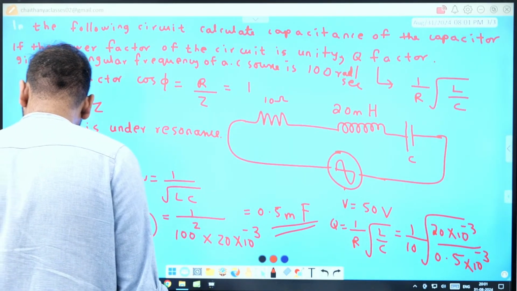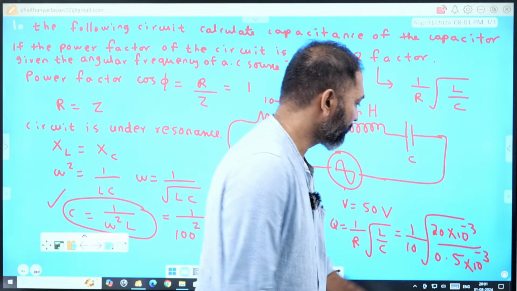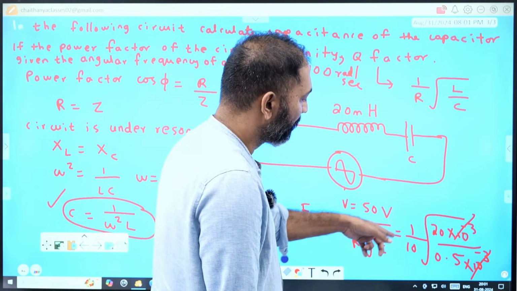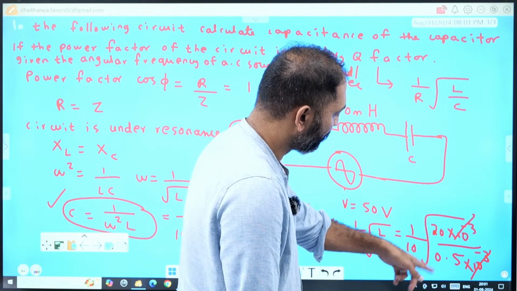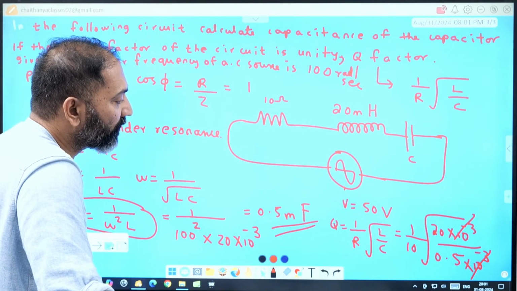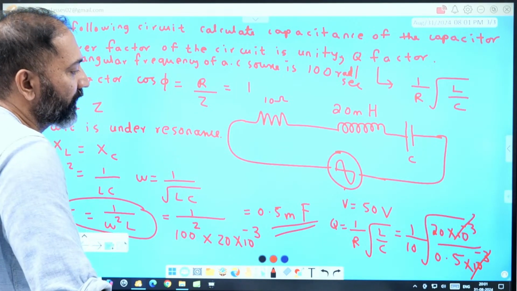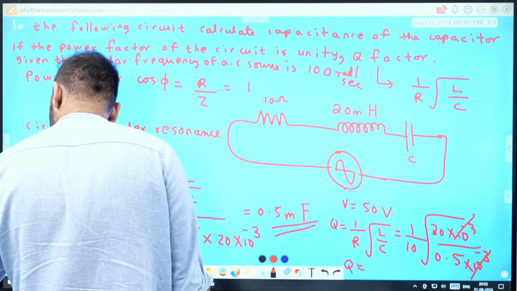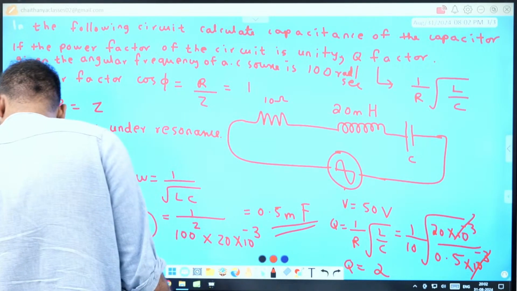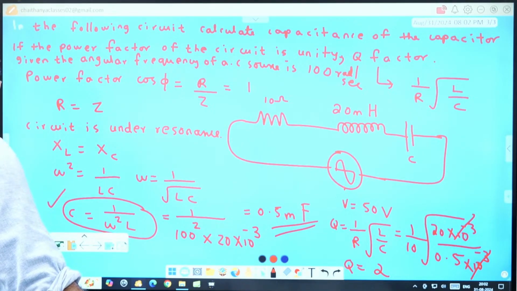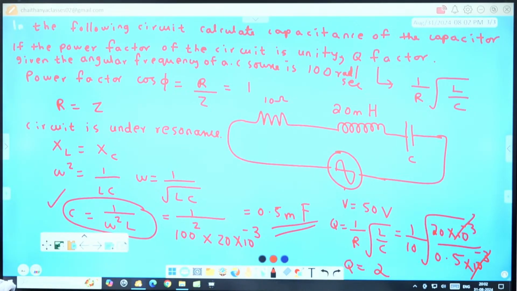If you solve that, your Q factor will be 2 because 10 raised to minus 3 gets cancelled. 20 by 0.5 is 200 by 5, that is 40. Then 200 by 50, that is 4. Root 4 is 2. If you solve that, you will get the answer as 2. There are no units for the Q factor.